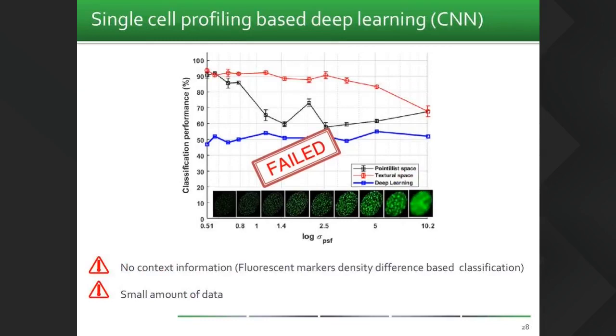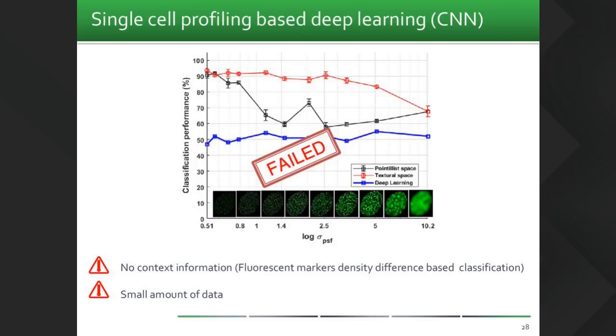So what is the reason for this drop in performance for deep learning? Usually we know that deep learning gives the best results among the machine learning classifiers that could be used. But the reason for these low results could be related to the first point, that we have no context information. We applied this classification based on categories of cells where the difference between them is a small density difference, around 0.03.